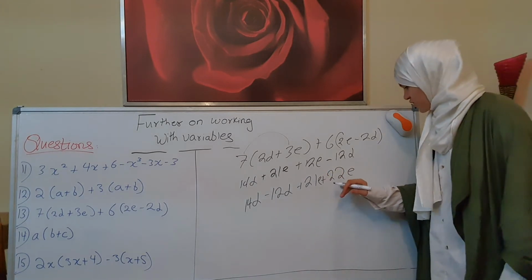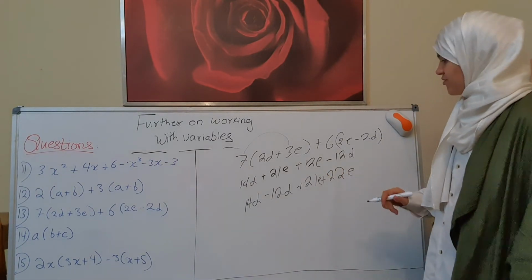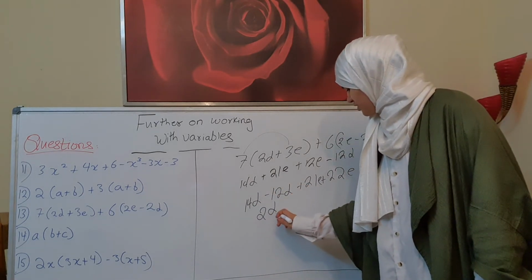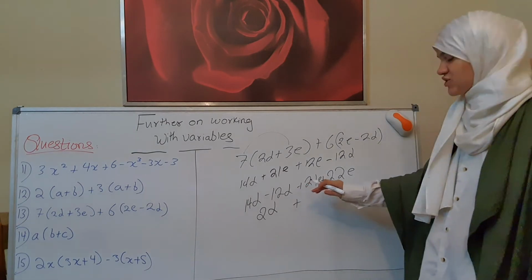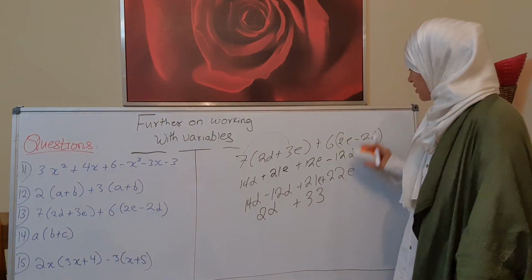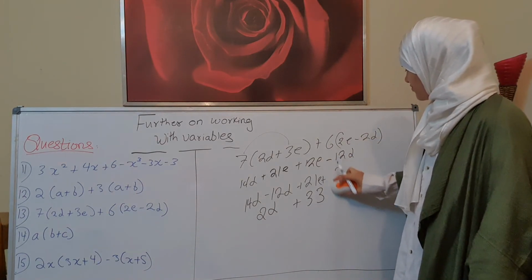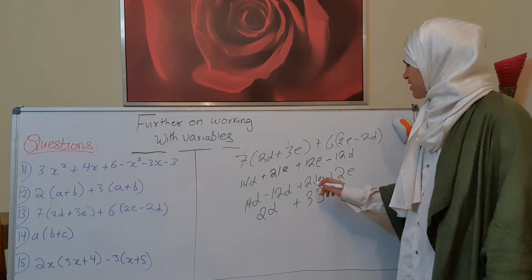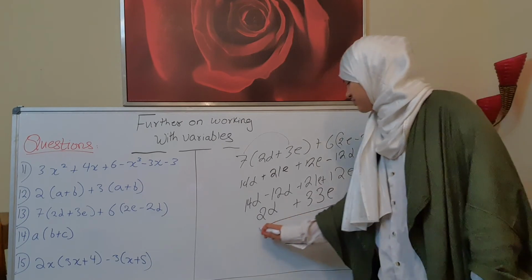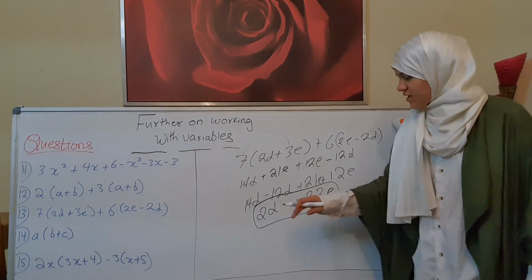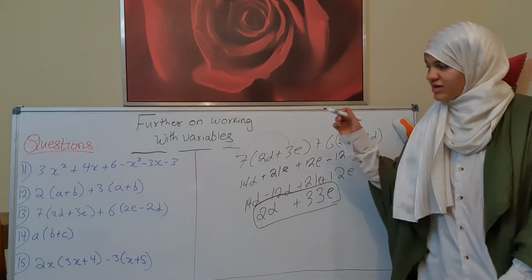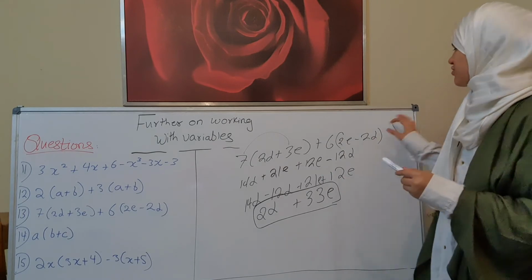Now 14d minus 12d is equal to 2d, and 21e plus 12e is equal to 33e. That means 2d plus 33e is the final answer for question number 13. Now let's go for question number 14.